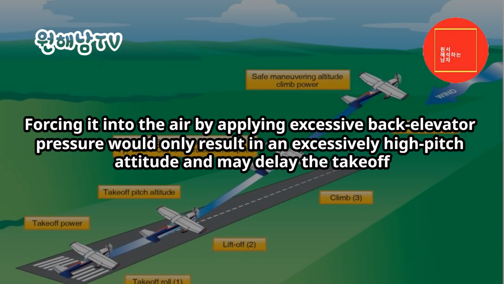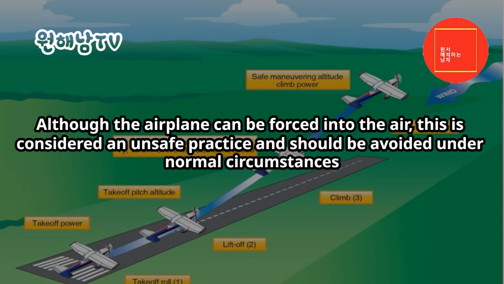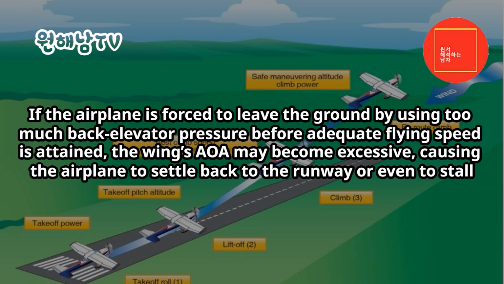Forcing it into the air by applying excessive back elevator pressure would only result in an excessively high pitch attitude and may delay the takeoff. As discussed earlier, excessive and rapid changes in pitch attitude result in proportionate changes in the effects of torque, thus making the airplane more difficult to control. Although the airplane can be forced into the air, this is considered an unsafe practice and should be avoided under normal circumstances.